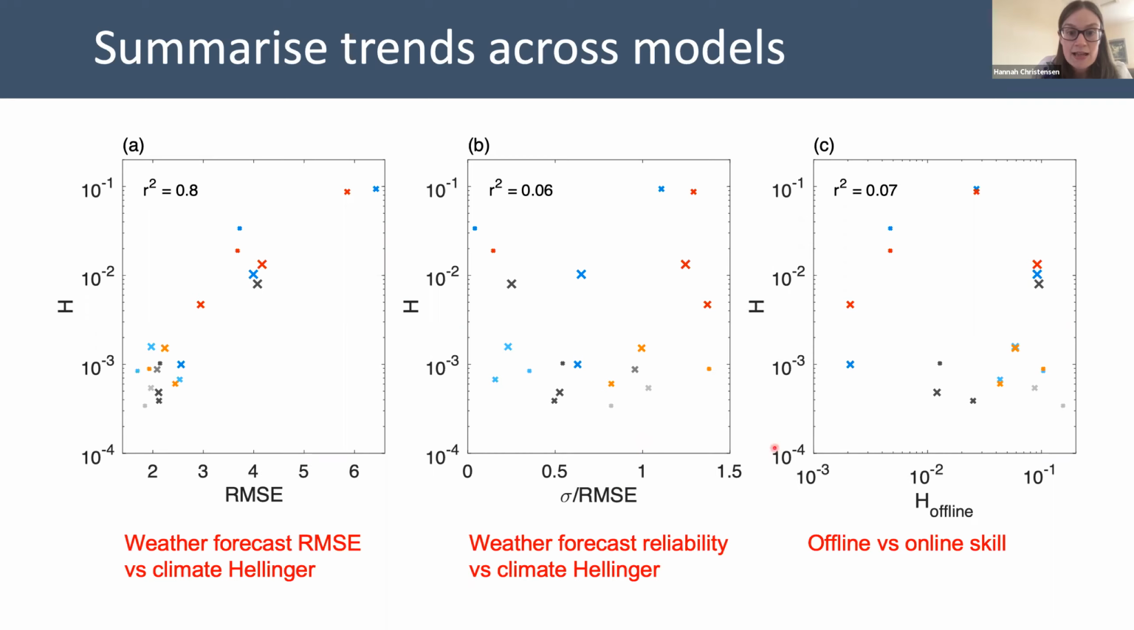But then the most concerning figure is this plot showing the correlation between the offline skill and the online skill. And we're not seeing any correlation here at all. And this is concerning because many machine learning parameterizations are first tested in an offline approach before you move to online. But it seems that this testing offline can tell you essentially nothing about how well the scheme might perform online, for at least this kind of model that we've tested.